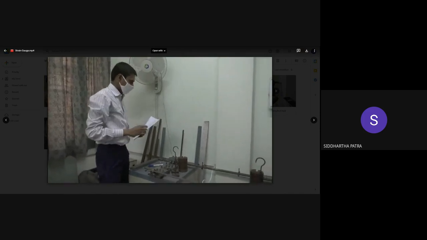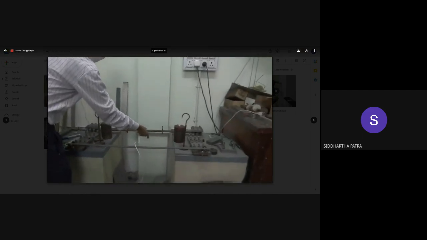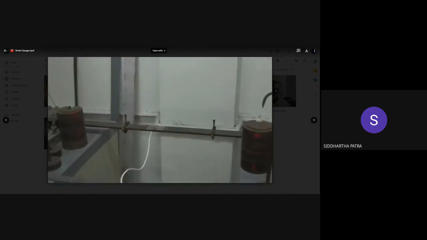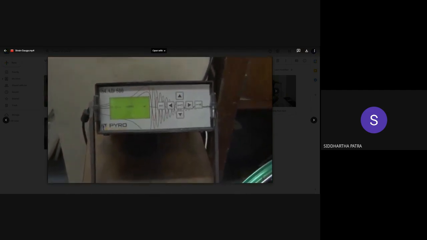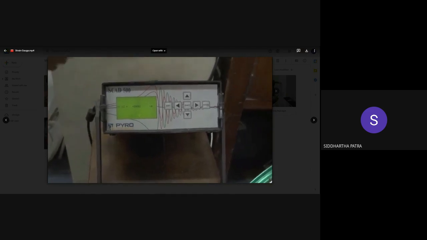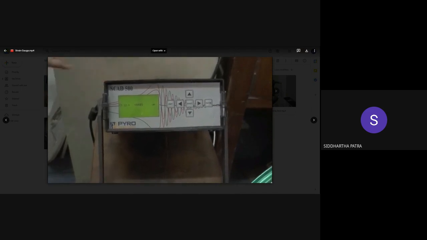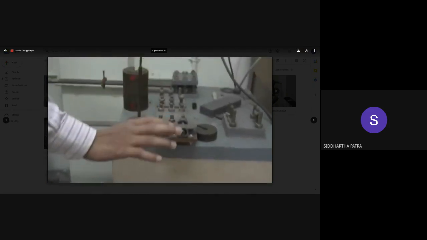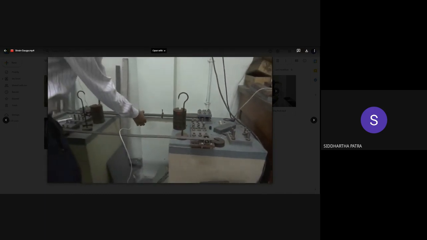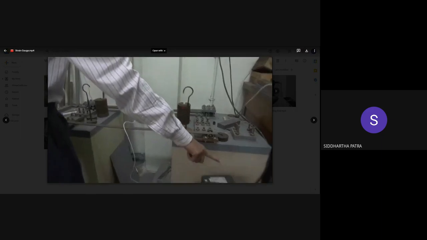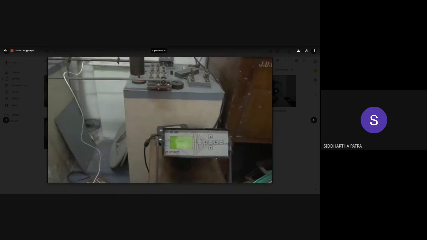Now, with this configuration in hand, we are attaching these two strain gauge foils to a strain indicator. This is a strain indicator, Pyrodynamic is the make, and its gauge factor is 2. In this strain indicator, there will be a Wheatstone bridge arrangement inside the box, and these two strain gauges will be attached to the Wheatstone bridge circuit at the location of two resistances.